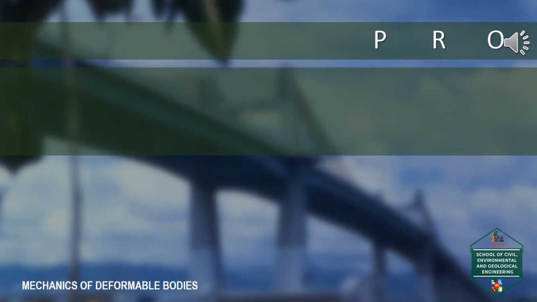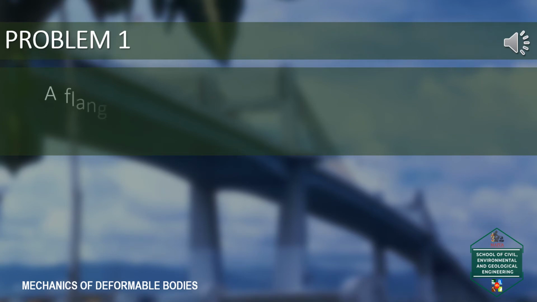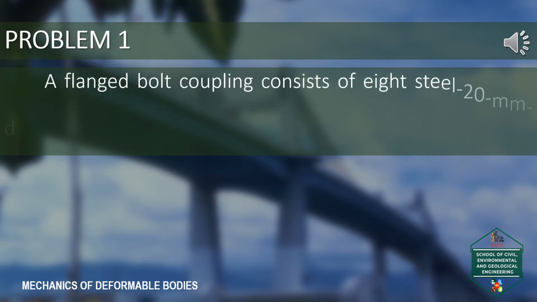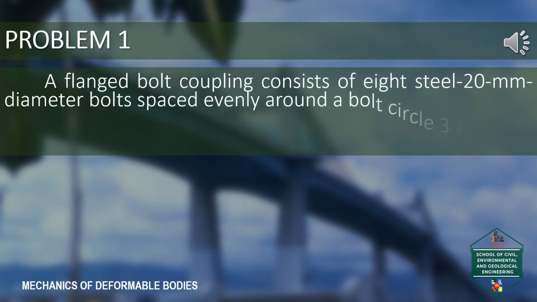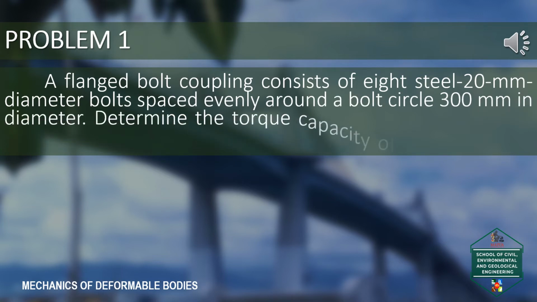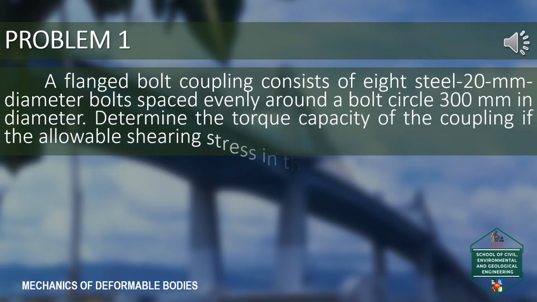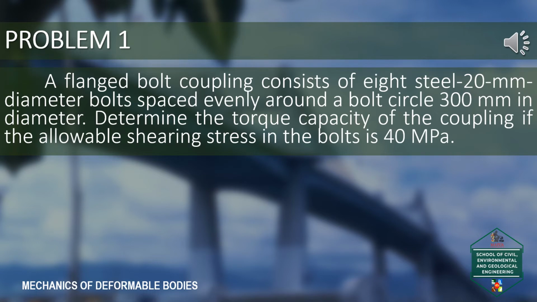Problem number 1. A flanged bolt coupling consists of 8 steel 20 mm diameter bolts spaced evenly around a bolt circle 300 mm in diameter. Determine the torque capacity of the coupling if the allowable shearing stress in the bolts is 40 megapascals.